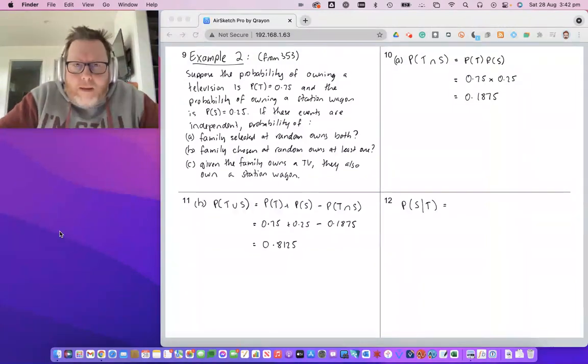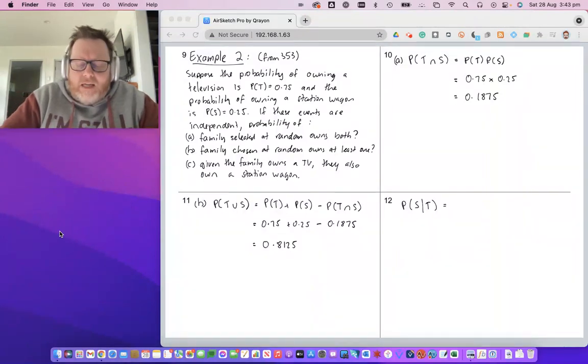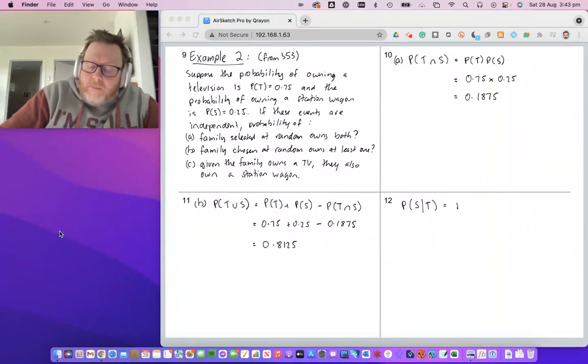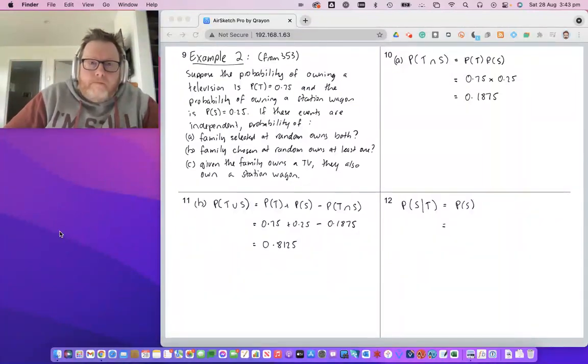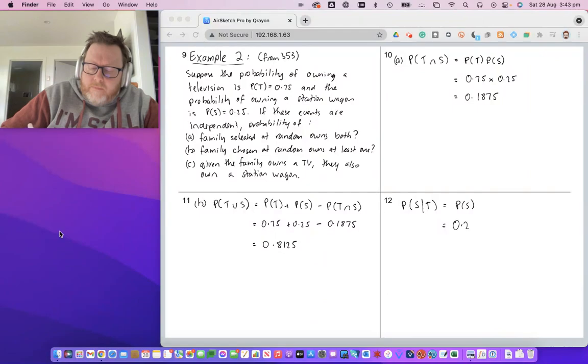Now, I wonder if you can remember back to the first video where we started talking about what this means conceptually. If the events are independent, that means that what happens with one event has no impact on what happens in the second event. So the probability of S given T would be just the probability of S. All right? It has no impact. And that's 0.25. And you're done.